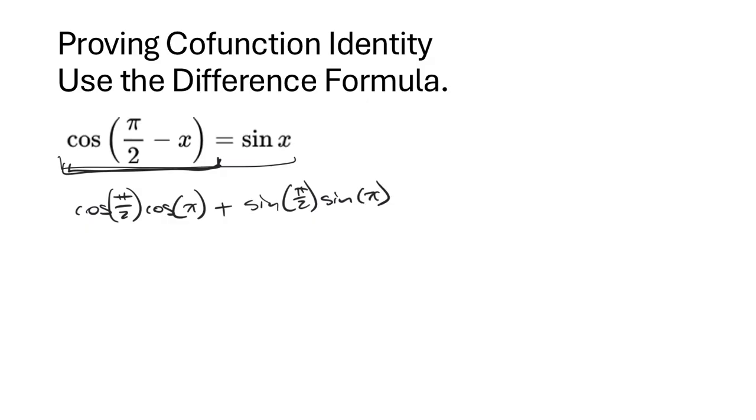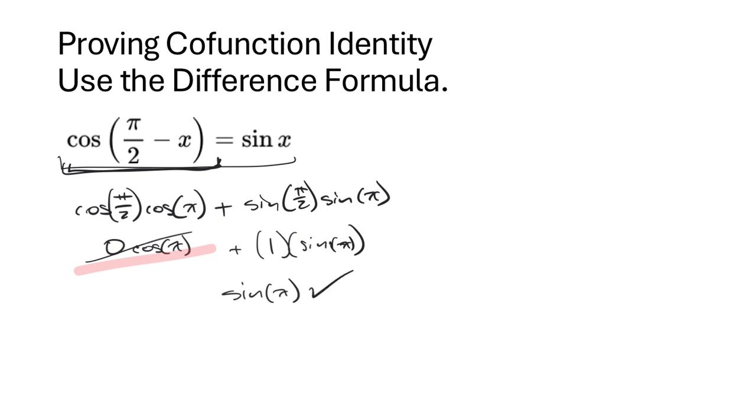And these are all values I know or don't know. So cosine of pi over 2, that's 0, times cosine of x. That kind of doesn't really matter, right? Because anything times 0 is 0, so that goes away. And then I have plus sine of pi over 2, that's 1, times sine, oops, that was sloppy, of x. So this is gone. 1 times sine of x is just sine of x, and we're done. We made it. That's it.